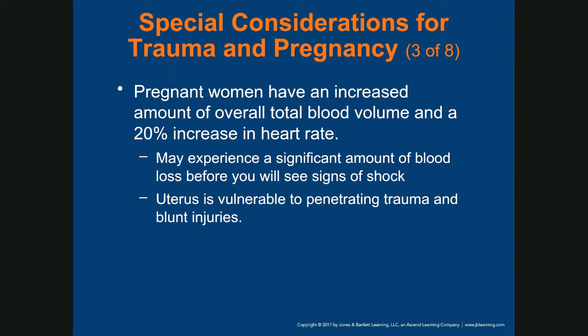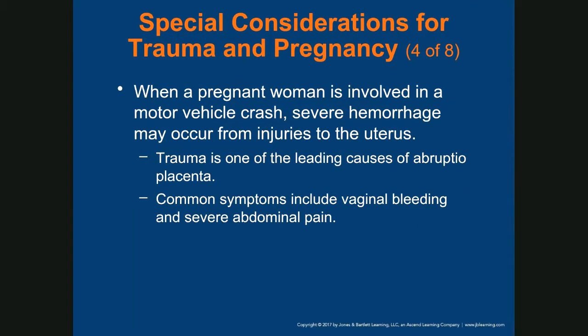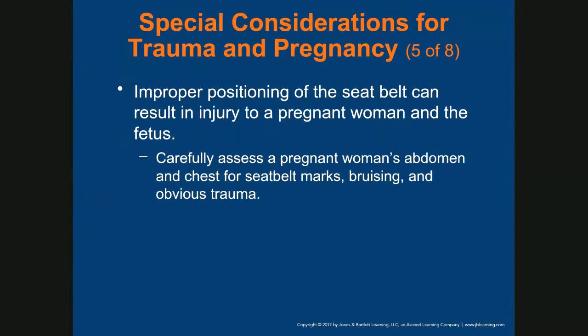The uterus is vulnerable to penetrating trauma and blunt injuries. When a pregnant woman is involved in a motor vehicle crash, severe hemorrhage may occur from injuries to the uterus. Trauma is one of the leading causes of abruptio placenta. Common symptoms include vaginal bleeding, severe abdominal pain, and as I stated before, the mother will tell you she can no longer feel the baby moving, which is very emotional for the pregnant mother, right? Trust me.